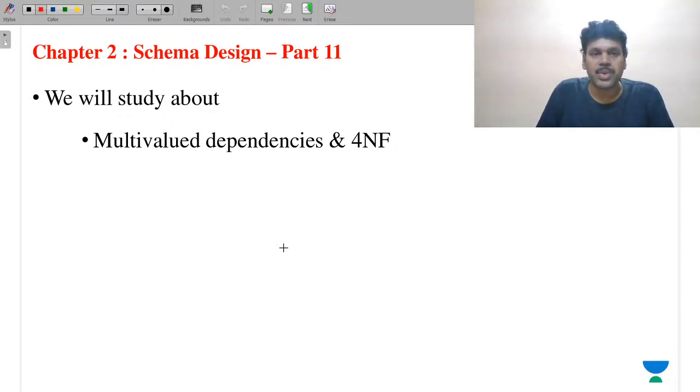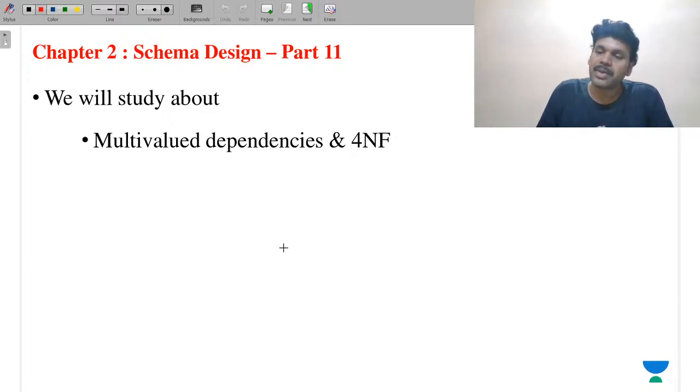Today we are going to discuss multi-value dependencies and how you can convert multi-value dependencies into single values and prove that you are in fourth normal form. Fourth normal form mainly speaks about multi-value dependency.